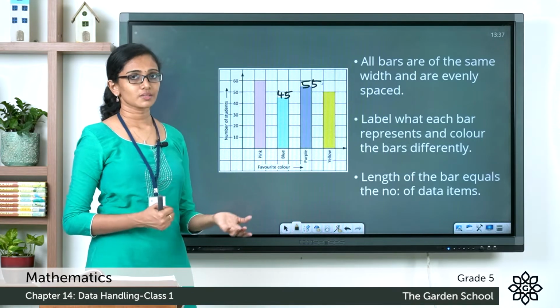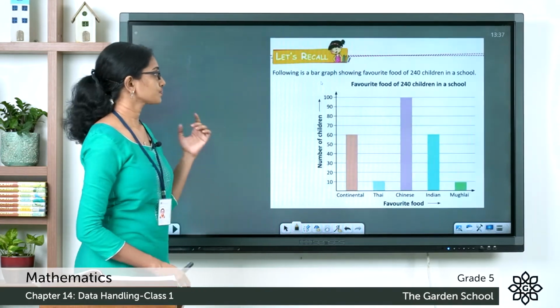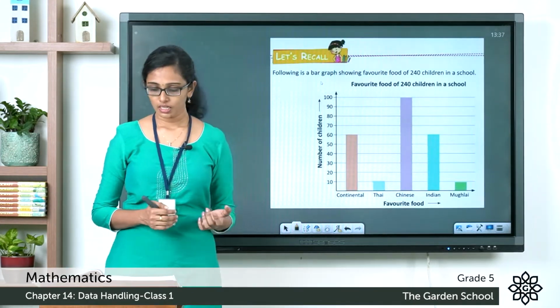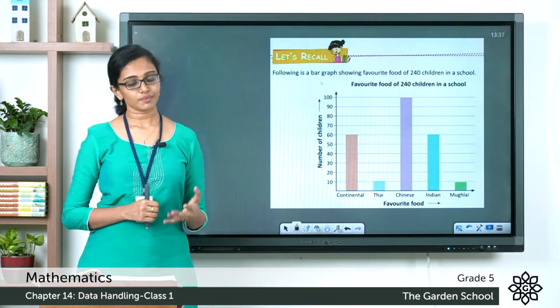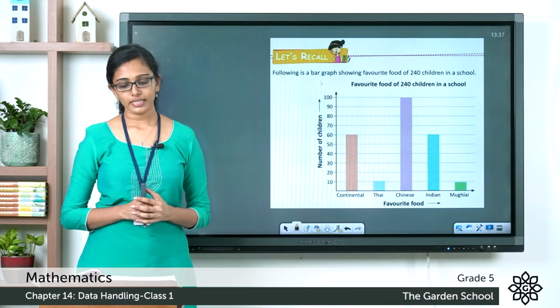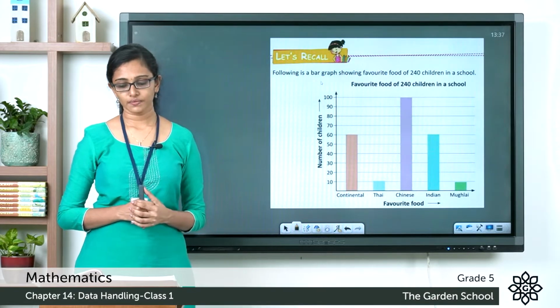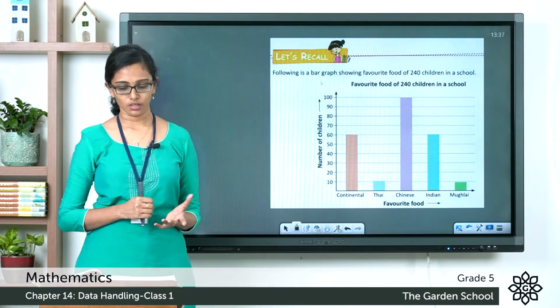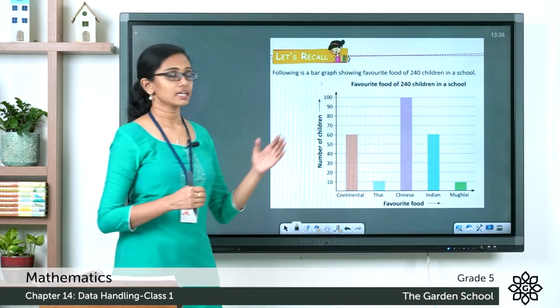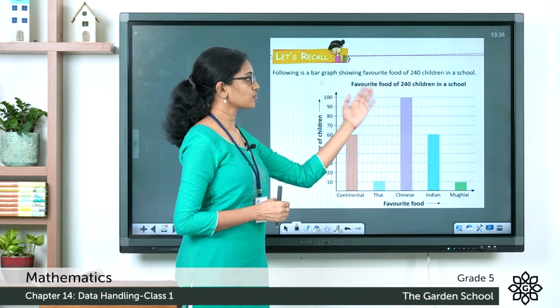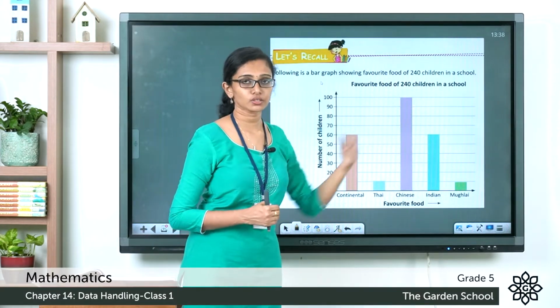I hope these concepts are clear to you. Now, this is a question from your textbook. This is from page number 199, the Let's Recall exercise. Let me read the question to you. Following is a bar graph showing favorite food of 240 children in a school. So there is this bar graph, and what kind of data is depicted here? The title or the label is favorite food of 240 children in a school.